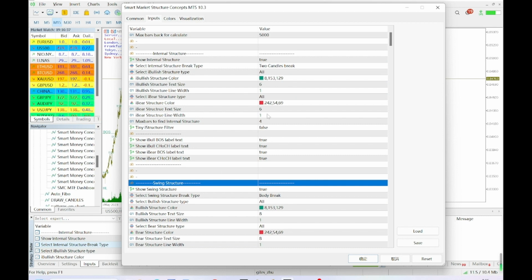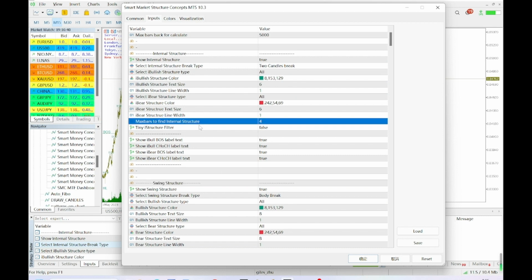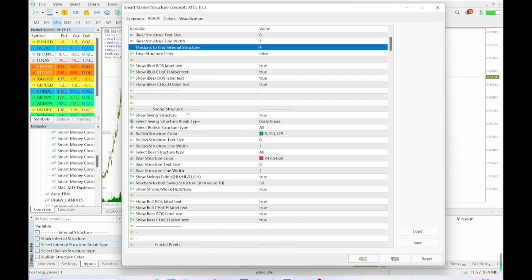In the setting interface, the value of max bar for find internal structure determines the number of candles required to confirm the high and low point of a small cycle. The default is 4, which means that at least 4 candles are required to confirm the high or low point of a secondary structure. You can set this value based on your own experience or the fluctuation characteristics of the varieties you trade.